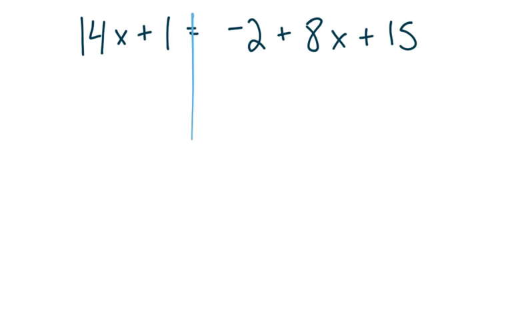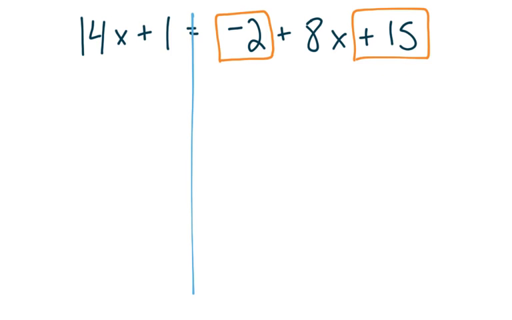I'm going to go ahead and draw my line on the equal sign, and then I'm going to check to make sure there's anything I can distribute or combine. On the left side, these are not like terms. I cannot combine them. However, on the right side, I have a number, negative 2, plus a 15. These are like terms, and I can combine them. So I'm going to go ahead and do that first.